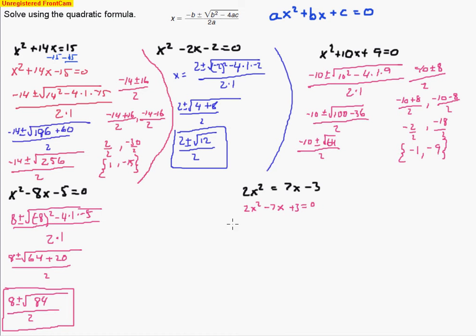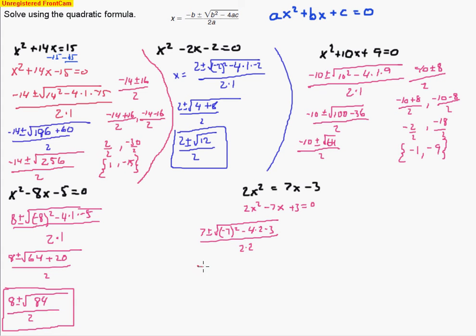And so from that point, I substitute my numbers in there. So the opposite of negative 7 is positive 7, plus or minus the square root of that negative 7 being squared, minus 4 times a, which is 2, and a c term, which is 3. This is all over 2 times 2.